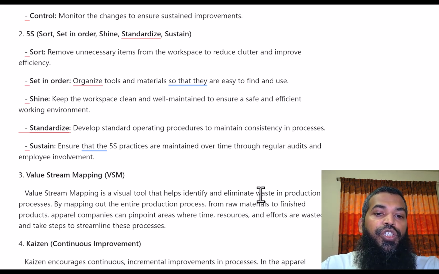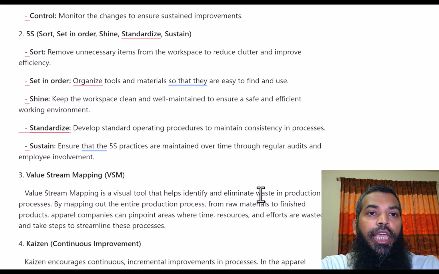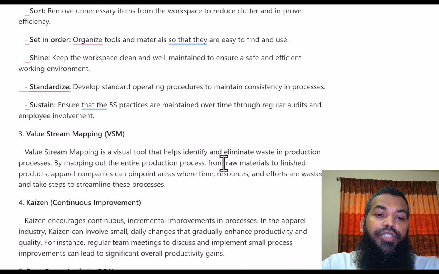Another tool is value stream mapping, that is VSM. We must measure all values in every step so that we can prepare the value stream map. It is a visual tool that helps identify and eliminate waste in production processes. By mapping out the entire production process from raw materials to finished products, apparel companies can pinpoint areas where time, resources, and efforts are wasted and take steps to streamline these processes. So that is very important.